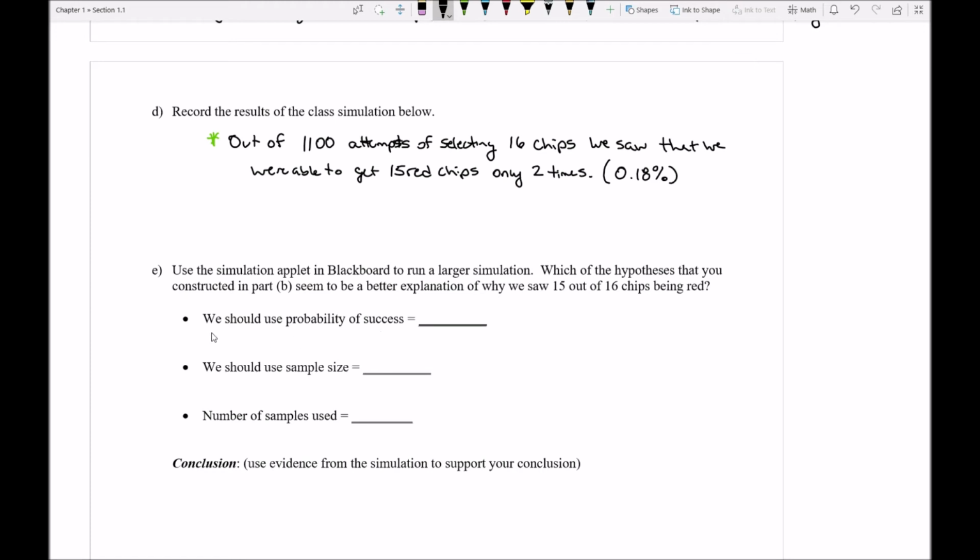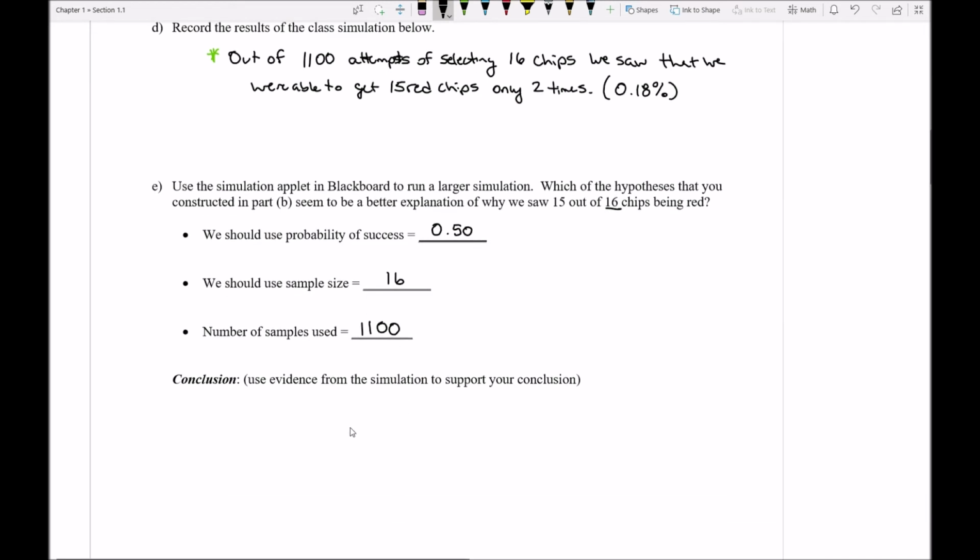So notice we said that our probability of success, that was the chances of getting a red chip, that was 50%. Because the machine produced half red chips and half blue chips. Sample size, we did 16 because we wanted to simulate picking 16 chips out of the bin. And the number of samples that we ultimately used was 1,100. Really, anything above 1,000 is going to be good. And now I should be able to reach a conclusion.